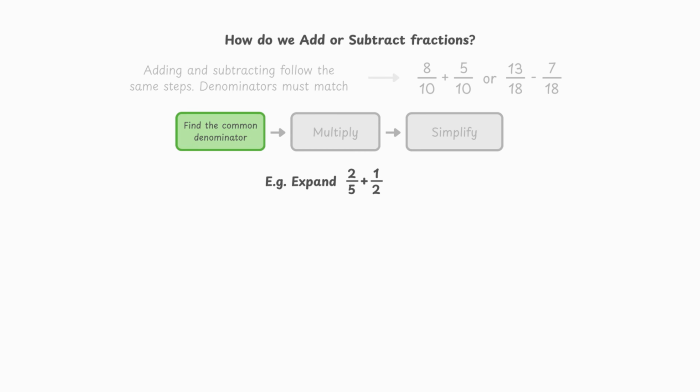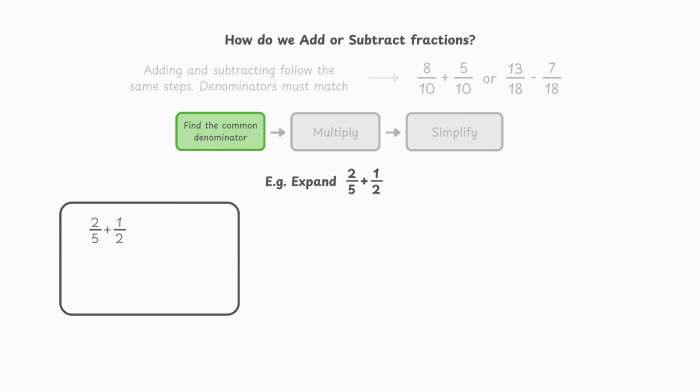2/5 plus 1/2. You can see that the denominators are different. Because the denominators do not match, we need to find a common denominator before moving on to the next step. The common multiple of 5 and 2 is 10. That will be our denominator.